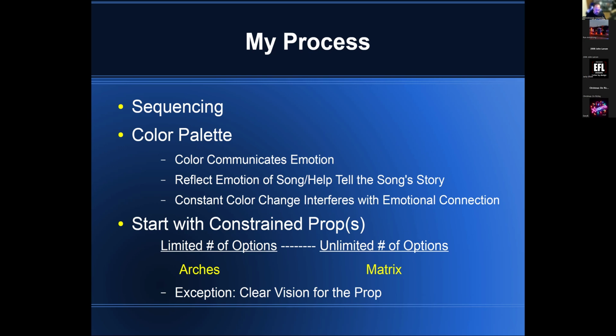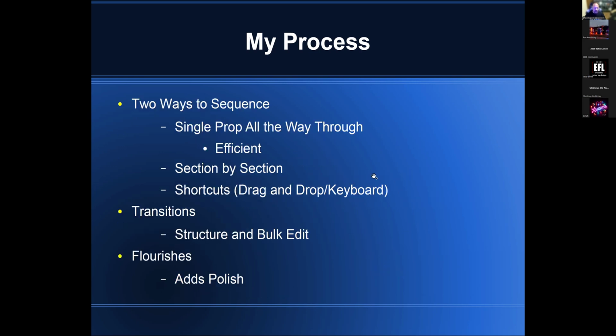Now, the exception for me anyway is when I have a clear vision for the prop. For example, a few years back, the Gwen Stefani, Blake Shelton song, "You Make It Feel Like Christmas," I had a clear vision of what I wanted on my mega tree. And I wasn't going to stop until I got that nailed down exactly the way I wanted it. And so I went to that prop first and I sequenced it first. But 99% of the time, I'm not going to do that, unless there is a very, very clear vision.